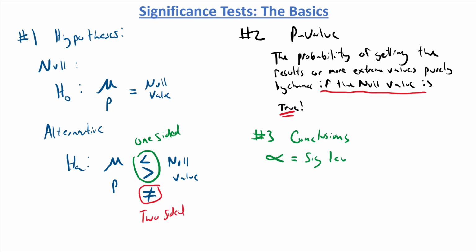So your significance level is what you're comparing your p-value to, I should say. Your significance level is what determines whether you reject your null or you accept your null. If your significance level is not given, the understood value is going to be 5%, so 0.05. So if it's not given, that is the understood significance level.